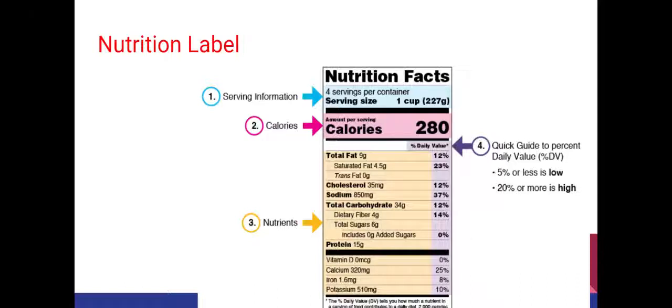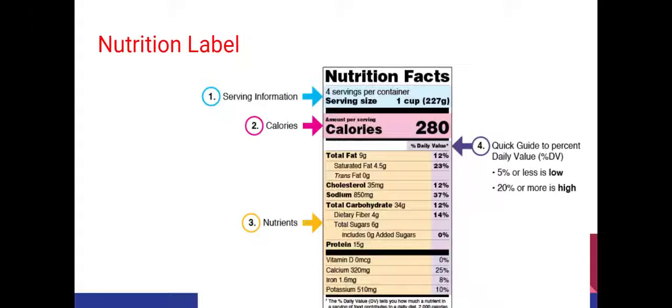The second area is the calories, which is directly below the serving information. As you can see, in this food, the amount per serving has 280 calories. The third section is the nutrients. In the nutrients section, you can see total fats, which include saturated fat and trans fat, cholesterol, sodium, total carbohydrates, which include dietary fiber, and total sugars. And the last one is protein.